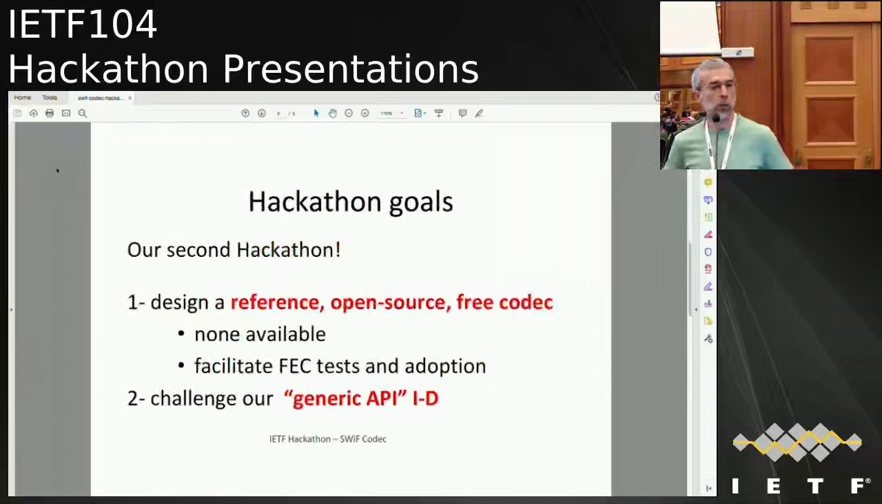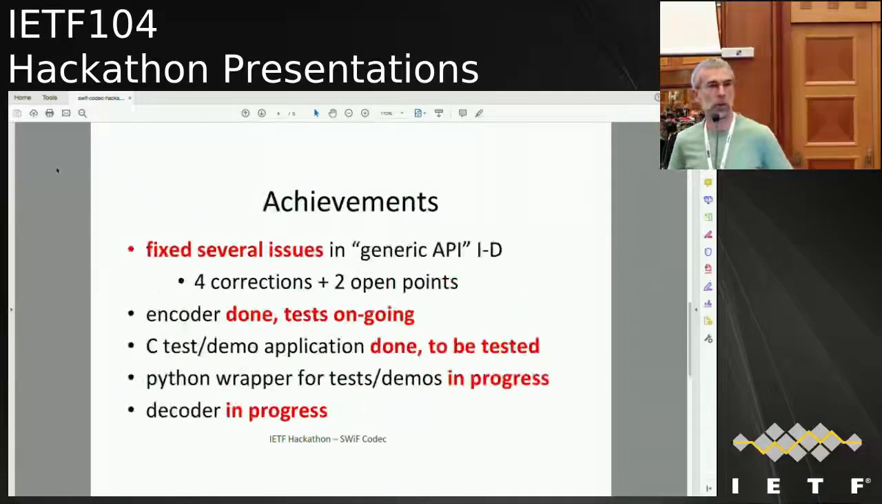So the hackathon goal was twofold. First of all, we want to design an open source, free reference codec for sliding window codes in order to facilitate tests and acceptance of those technologies. And the second goal is to challenge our generic API for such FEC codecs. That's also very important, to take advantage of this hackathon project to try to see problems in this Internet draft. So this is only our second hackathon. We started last time, in Bangkok.